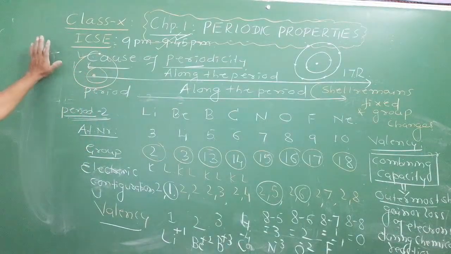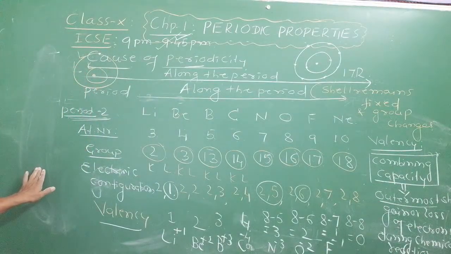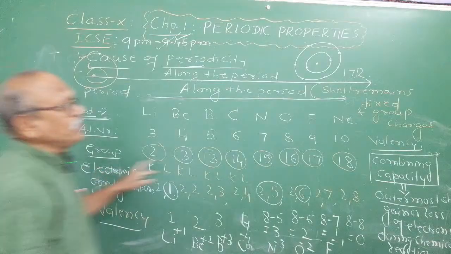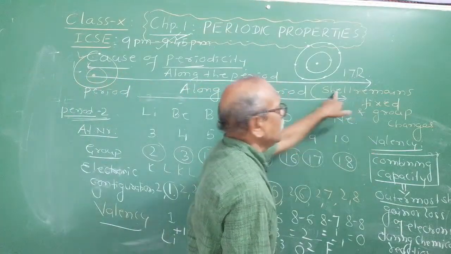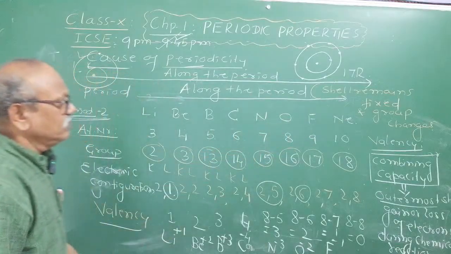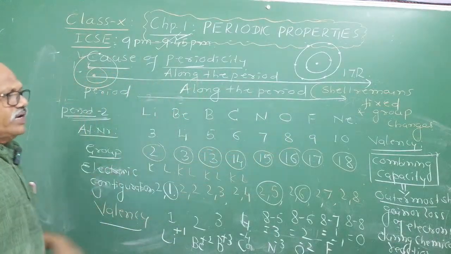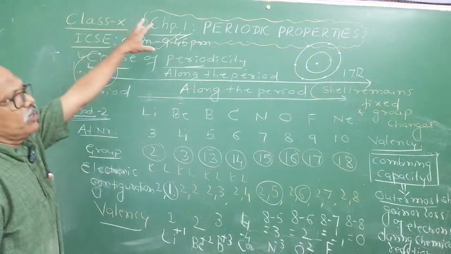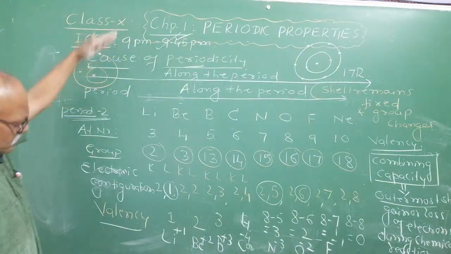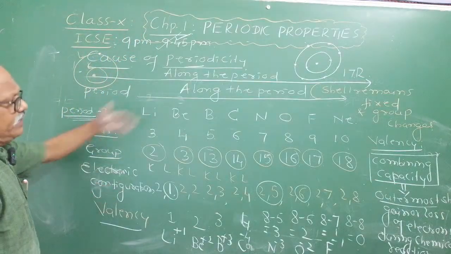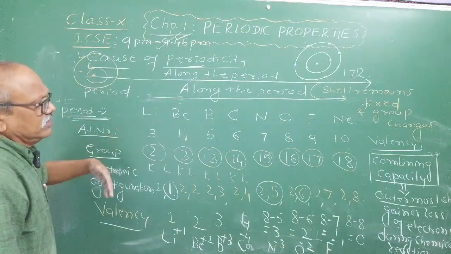Means what we observed is, down the group, the group number remains constant and the shell number changes by 1 unit. Along the period from left to right, if you understand this, then you can understand periodic properties. All the 6 periodic properties we will study one by one. I will try to cover this week.